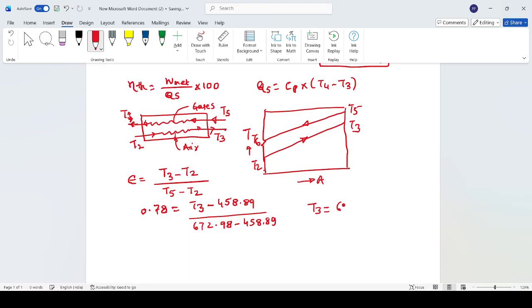Make the calculations for this one and find out the temperature T3. I calculate the temperature T3 as 625.88 Kelvin. Please check these numbers with the proper calculations as well.